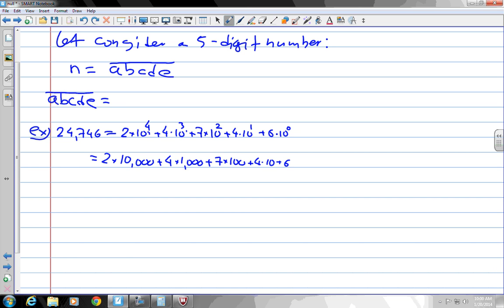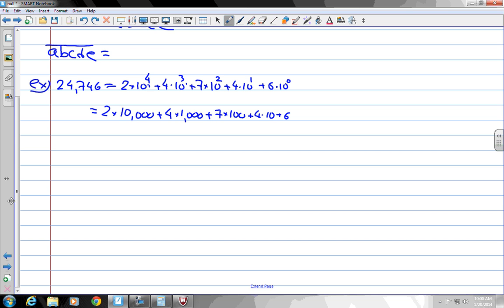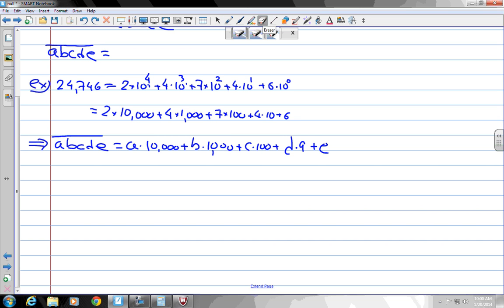Is that okay? So I can do that with my A, B, C, D, E. That means A, B, C, D, E is A times 10,000 plus B times 1,000 plus C times 100 plus D times 10 plus E. Right? D times 10, very good. I was one step ahead of myself, because it will be 9 there in a minute. Is that okay?